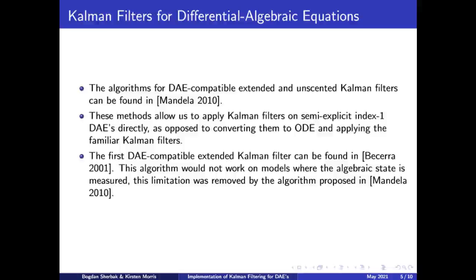In 2001, a modified extended Kalman filter was developed for semi-explicit index 1 differential algebraic equations. In this approach, the algebraic state estimates were computed using only the updated differential state estimates and did not use the prior algebraic state estimates, nor did they use the information made available through measurements of the algebraic states. In 2010, a new modified extended Kalman filter was introduced which eliminated these disadvantages. This extended Kalman filter is utilized in this work.